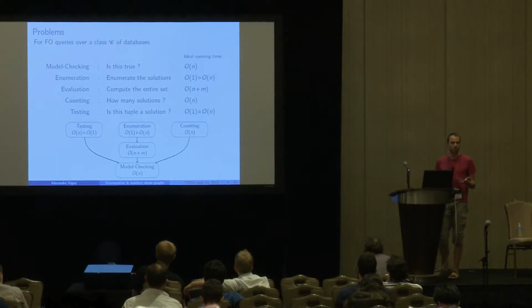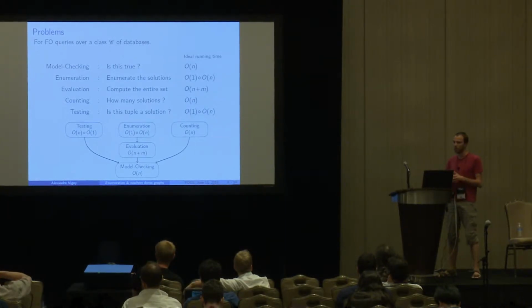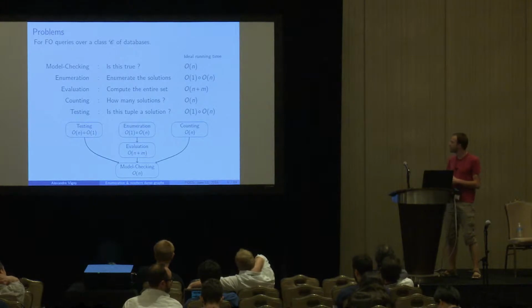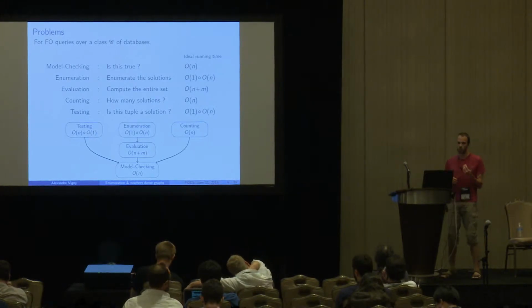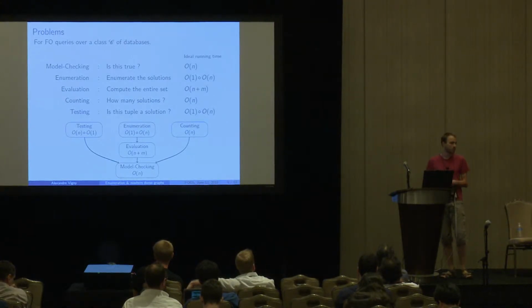So the model checking problem is the problem of, given a Boolean query and a database, deciding whether it is true or not. Ideally, we want to solve that in linear time. We have the enumeration problem. The evaluation problem, where the goal is to compute the entire set of solutions. The counting problem, where the goal is to count how many solutions there are.